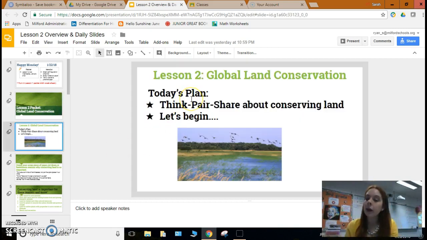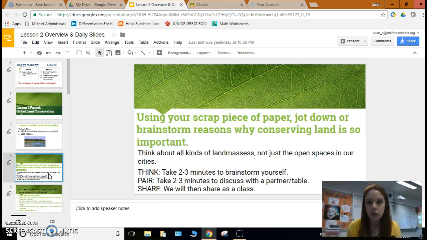We did a think, pair, share about land conservation. What that means is you think about something for a couple minutes, you get with a partner and pair up and converse and share your ideas, and then as a class we share everybody's ideas. So we did that, and the question was, why do we need to conserve land?